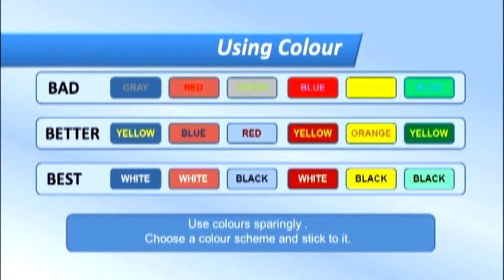The general rule is if your background is a light colour, then choose a dark colour for the text. And for a dark background, use a light coloured text. This gives the best contrast ratio and makes the text easier to read.